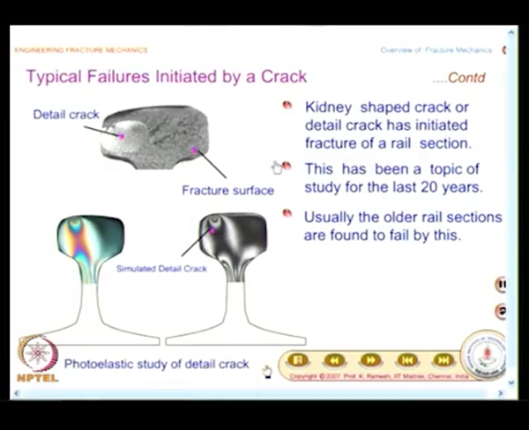And what is recorded is, the older rail sections are found to fail by this, and this has been the topic of study for the last 20 years. And the important aspect here is, the crack has appeared below the surface. Here again you see the crack surface and fracture surface. So, there is a growth phase followed by fracture, this is what is emphasized here.